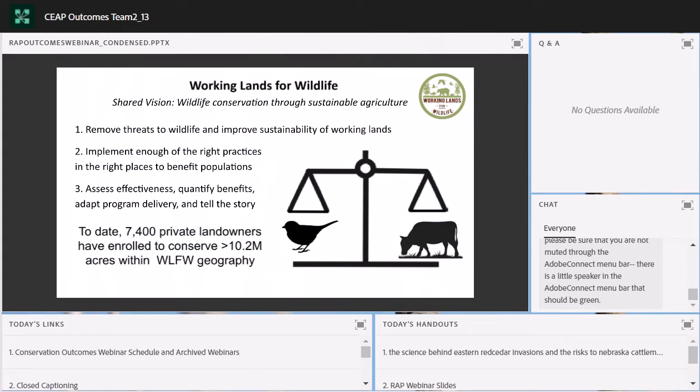A lot of the times we get asked, what is Working Lands for Wildlife? Working Lands for Wildlife is not a program, it is not a department or a unit. It is an approach to conservation, an approach that balances wildlife conservation through sustainable agriculture. And when you do that, you come up with win-win solutions or positive outcomes for both wildlife conservation and wildlife populations, and also agriculture itself.